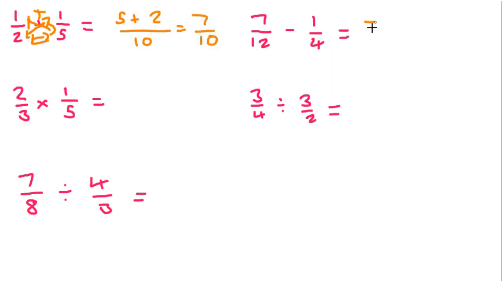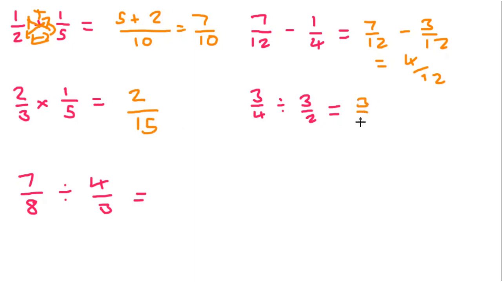Here we're going to get 7 over 12. We're going to just make this second one have the same denominator, so we're going to multiply top and bottom by 3 to get 3/12, so that's then 4/12. Multiplication, nice and easy. This is just 2 over 15. Hopefully you can see that.